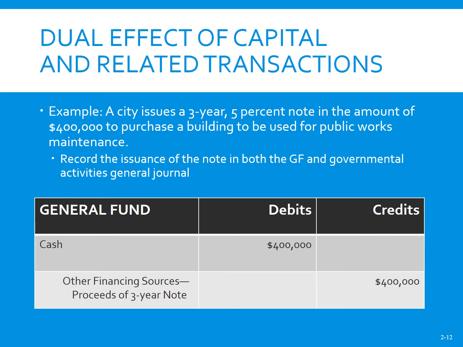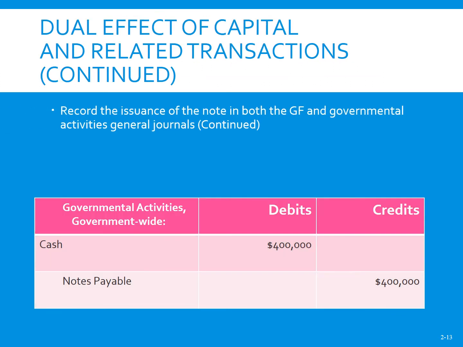Not all transactions will have to be recorded in two places, but especially those related to budgets. You'll notice that later on we cover. But here's where we're going to record this both. In the general fund, you've got a debit to cash for $400,000 and a credit to other financing sources. Again, we're going to cover that later. Then you have to record it in the governmental activities government-wide journal. Debit cash, credit notes payable.